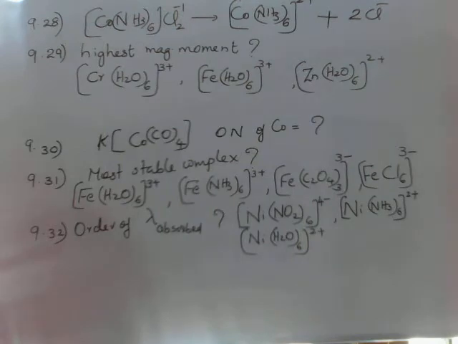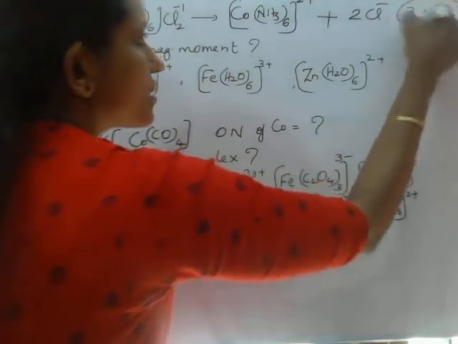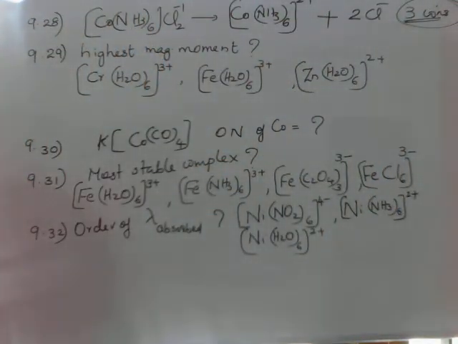So total how many ions are produced in solution? 3 ions. The answer is 3 ions. 3 ions are produced in solution.